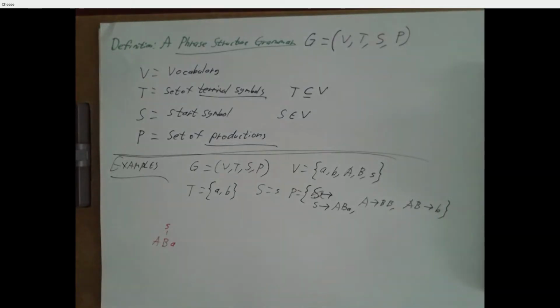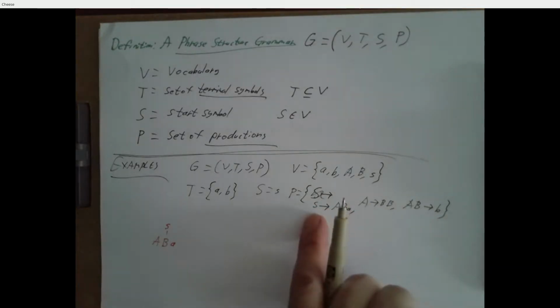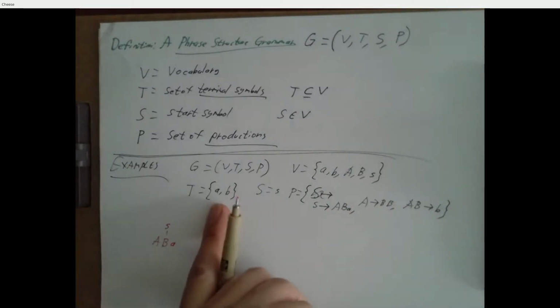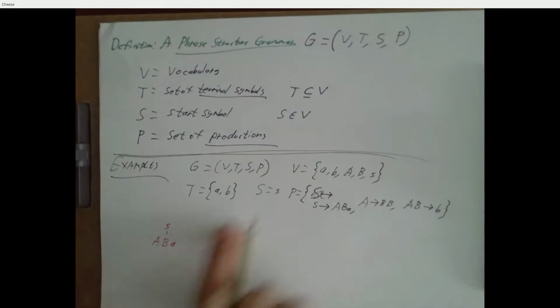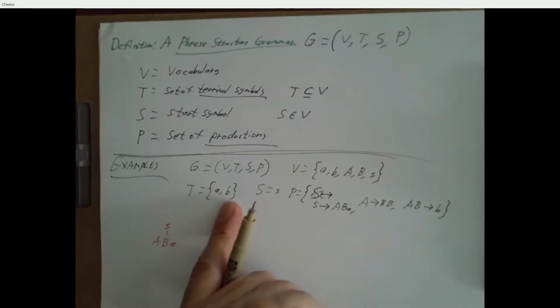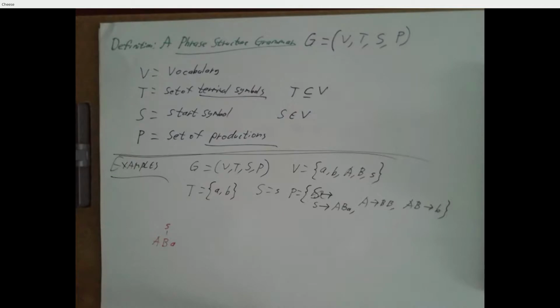And our goal is to start from S and use these productions to transform it into something that contains only terminal symbols. So S is not a terminal symbol, so we're not done. Big A and big B are not terminal symbols, so we're not done. But we'd like to apply some production rules and try to change this into something that contains just little a and little b in this case. So what can we do?